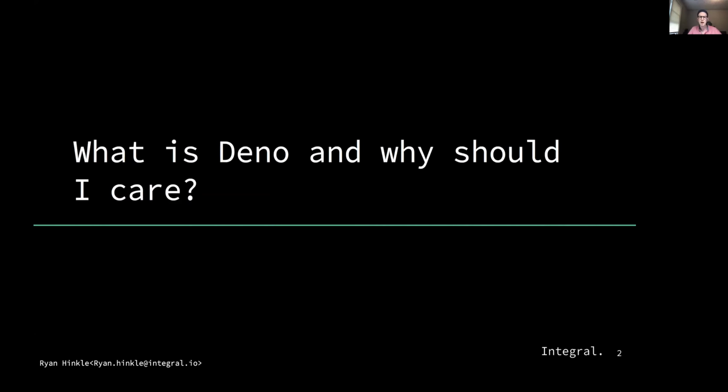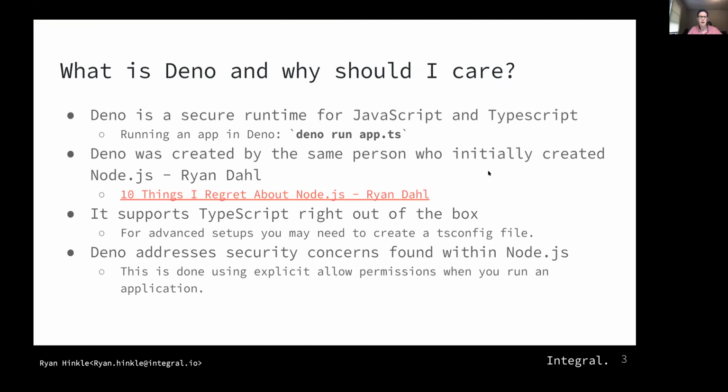What is it and why should I care? So I'll start off with this. It's a secure runtime for JavaScript and TypeScript. So you can see right there what running an app in Deno looks like: deno run app.ts. If you're familiar with Node.js or NPM or any of those kinds of front-end tools, you would be like, okay, yeah, that's pretty familiar to me. Like I can understand that.